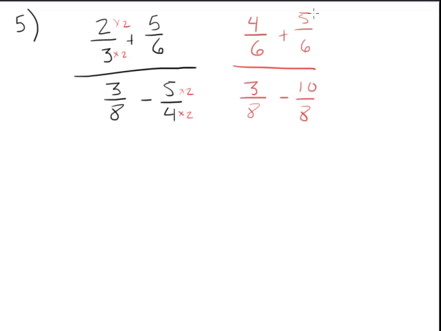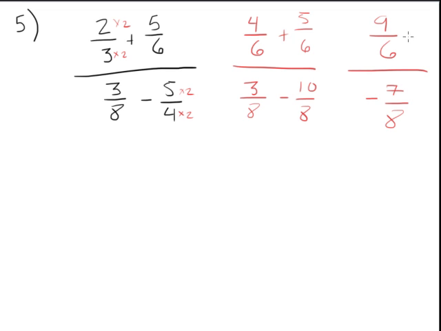Okay, now I'm going to add these two numerators here, and then I'm going to deal with these two denominators here. So I have 4 and 5. Well, 4 and 5 is going to give me 9 over 6. Don't touch the denominator. Divide by 3 minus 10. That's going to give me negative 7 over 8.